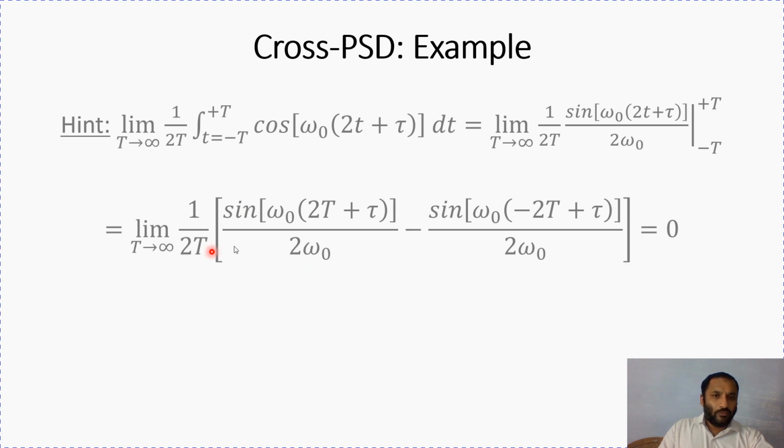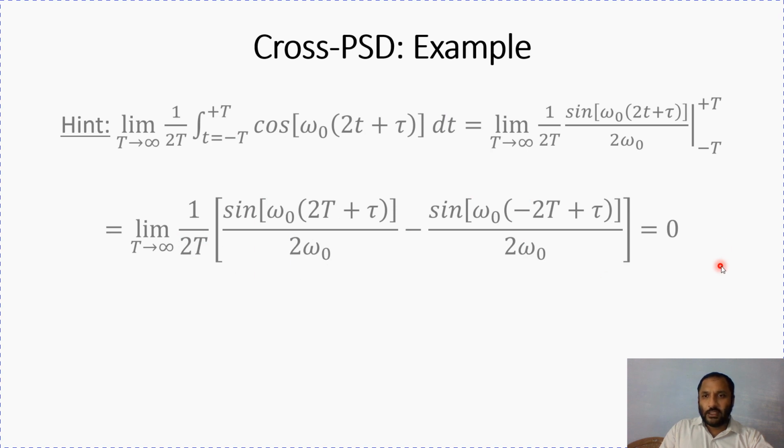Now what about finite divided by 2T as the limit T tends to infinity? What is that value? As T tends to infinity, if you substitute T equal to infinity in this expression, this is going to be 0.